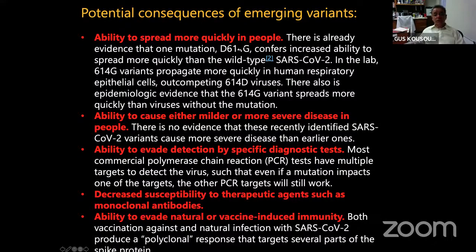The first is the ability to spread more quickly in people. We've seen this. There's already evidence that one mutation, the D614G glycine mutation, confers increased ability to spread more quickly than the wild-type virus. This particular variant propagates more quickly in human respiratory epithelial cells in cell culture, outcompeting the 614D original wild-type viruses. There's also epidemiologic evidence that the 614G variant spreads more quickly than viruses without the mutation.